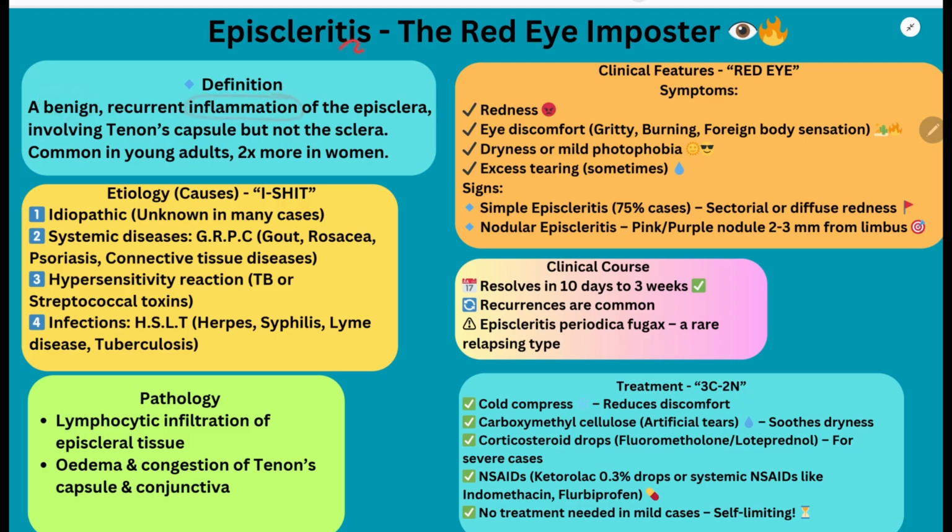The name itself is saying: itis means inflammation of the episclera, involving Tenon's capsule but not the sclera. Sclera is not involved here. Only Tenon's capsule is involved, and it is most common in young adults and 2x more in women. So compared to men, women are more commonly affected.